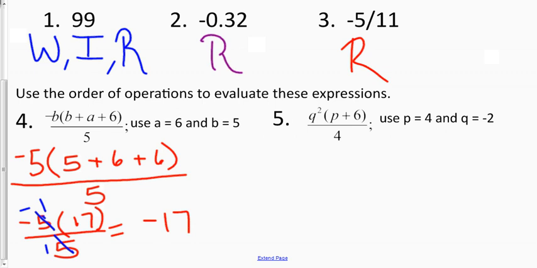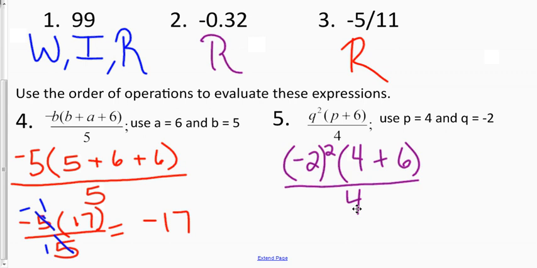In my next example, I have q squared times the quantity 4 plus 6, all of that over 4. q is negative 2, so I'm going to square negative 2. Remember, that should be in parentheses because q squared means q times q. And 4 plus 6, all of that over 4. Negative 2 squared, negative 2 times negative 2, is positive 4, times 10 over 4. Now I could solve this. 4 times 10 is 40. 40 divided by 4 is 10. Or I could see that I can just cancel out these 4s here, and I will get my answer of 10 that way. And that's how we work with rational expressions.